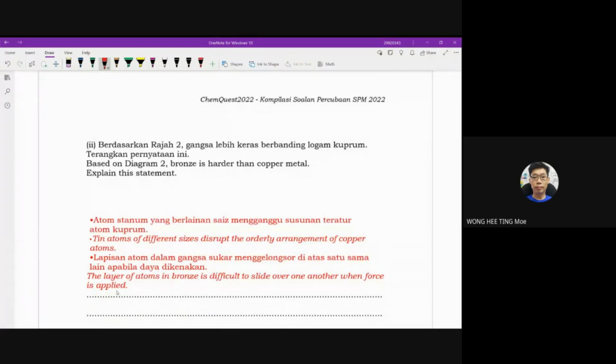The answer: tin atoms of different sizes disrupt the orderly arrangement of copper atoms in the pure metal. Then the layers of atoms in bronze are difficult to slide over one another when the force is applied. So make sure that you put in keywords like force. You must mention that the force is applied. Layers of atoms are difficult to slide over one another. Different size disrupts the orderly arrangement.